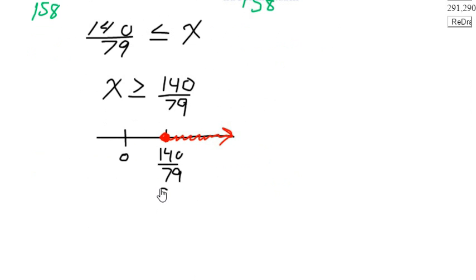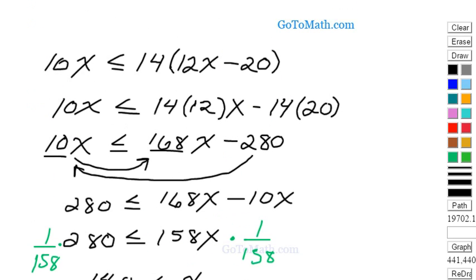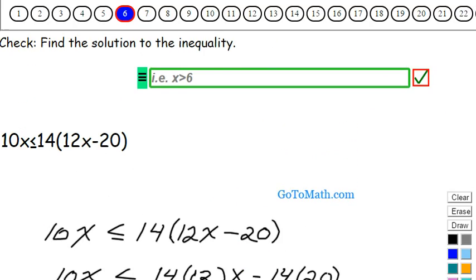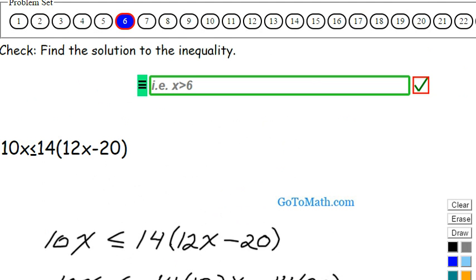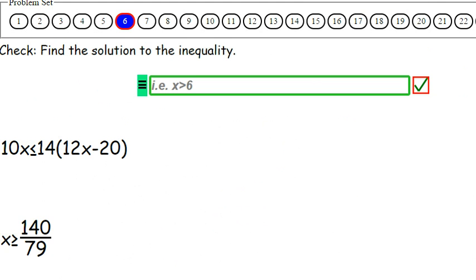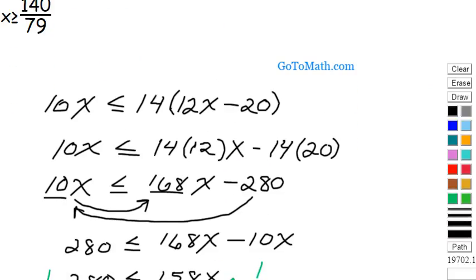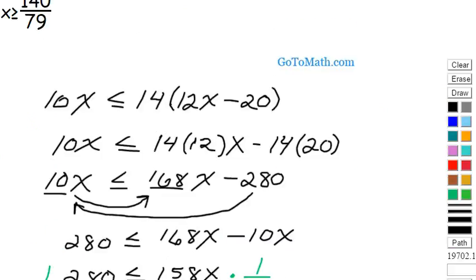Let's go ahead and do this in interval notation. So we're going to put a bracket here, 140 over 79, and then to infinity. There you go. All right. 5 minutes on this problem. My God. X is greater than or equal to 140 over 79. All right, looks good.